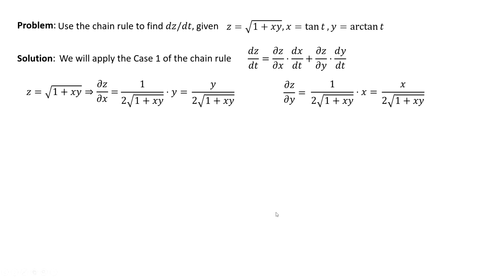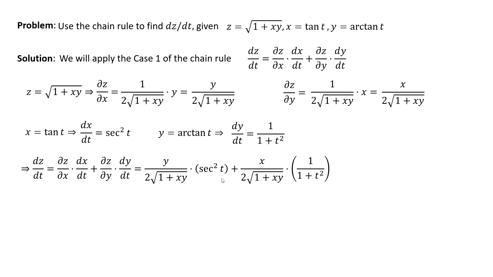Now we need dx/dt. Ooh, x equals tangent t, so dx/dt, remember, is secant squared t. y is arctangent of t, so dy/dt is 1 over 1 plus t squared. That's it. That's the only complication with this one. Cool. That's it, folks, at least for this problem.